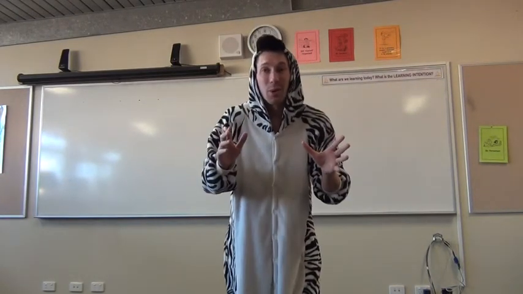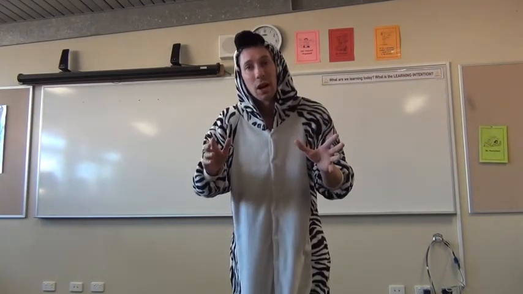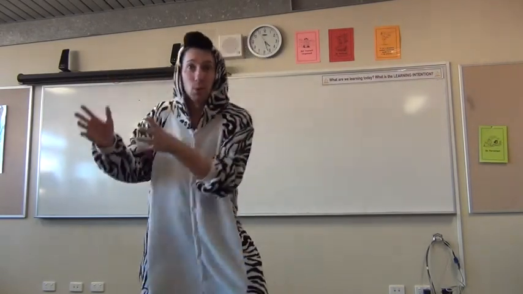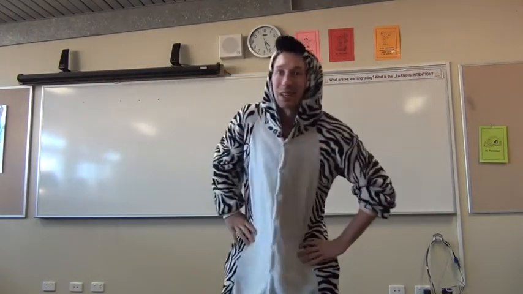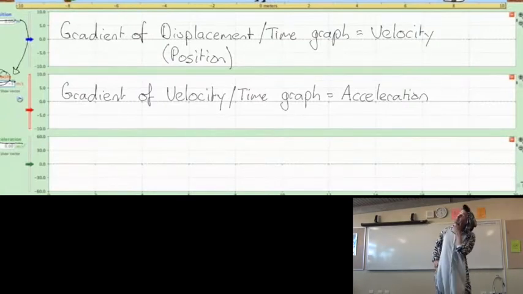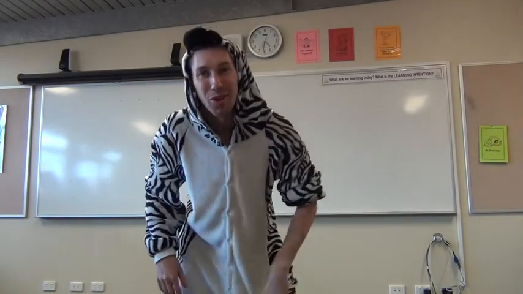The next thing we want to revise before we get stuck into the lesson is that the gradient of a position time graph is equal to velocity, and the gradient of a velocity time graph is equal to acceleration. If we find the gradient of a position time graph, what you actually find is the velocity. And if we find the gradient of a velocity time graph, what you actually find is the acceleration.